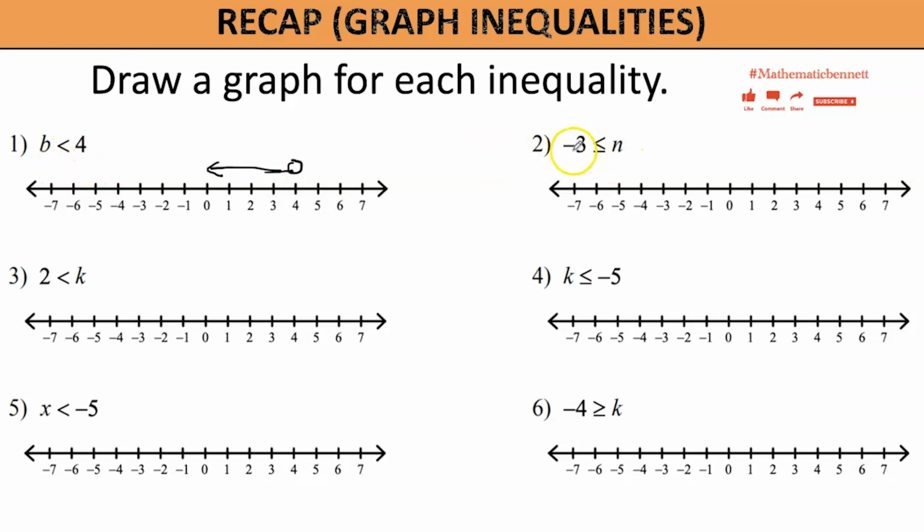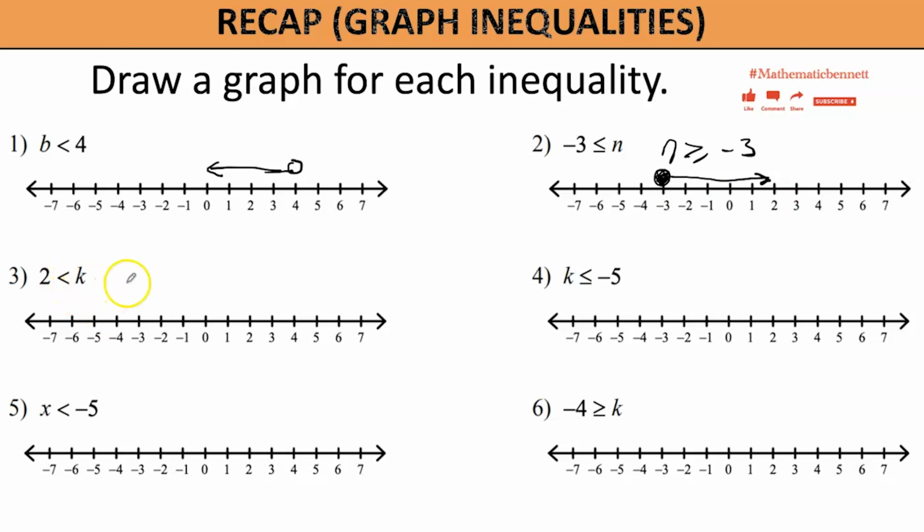For this one, -3 is less than or equal to n. We could rewrite this as n is greater than or equal to -3. So for this one, we put a circle at -3, and since it can be equal to -3 as well, we shade that circle and we're going to the right. What does this solution mean? n can be any value greater than or equal to -3. So it can be -2, -1, 0, 1, 2, 3, 4, or anything in between.